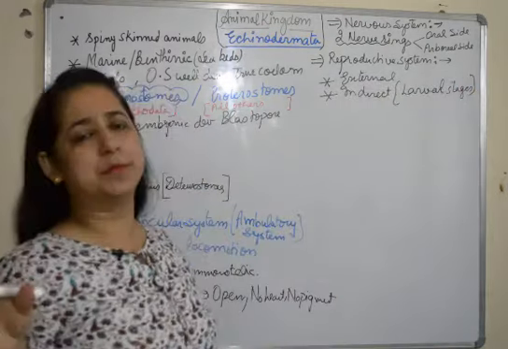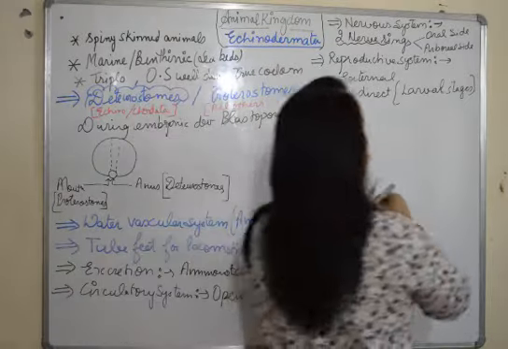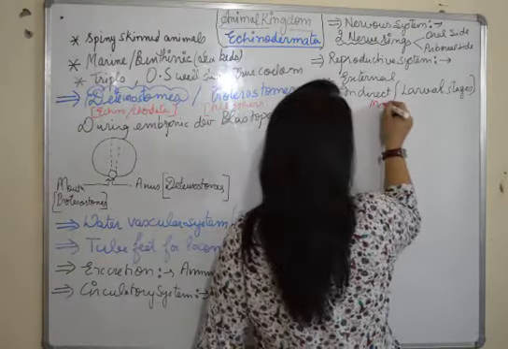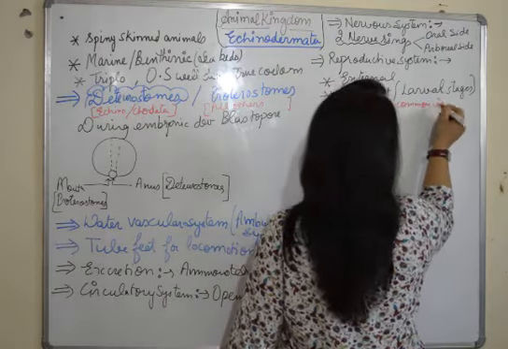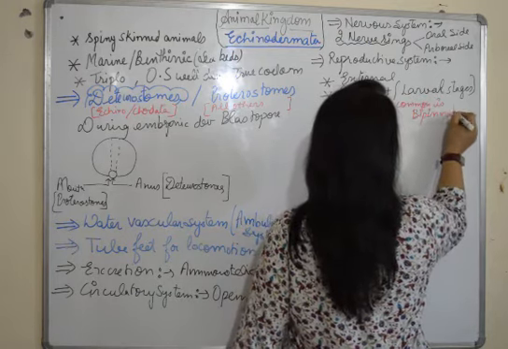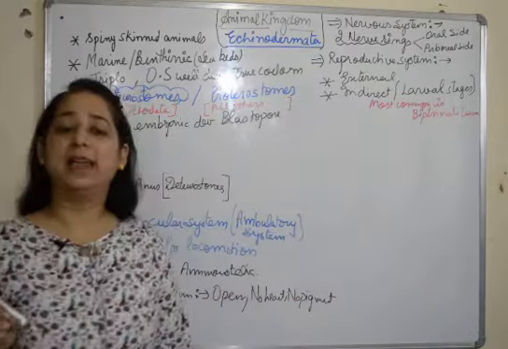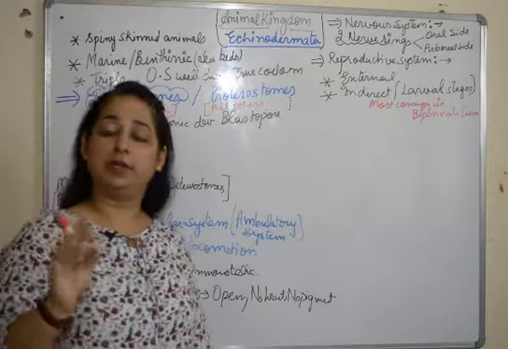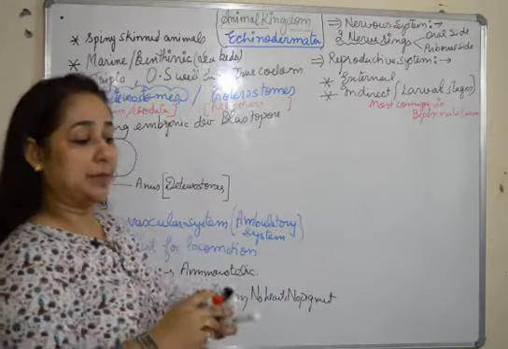There are many types of larvae which are formed in Echinodermata, but the most common one is the bipinnaria larva. Fine. So the bipinnaria larva is the most common larva. The development is indirect in case of Echinodermata.